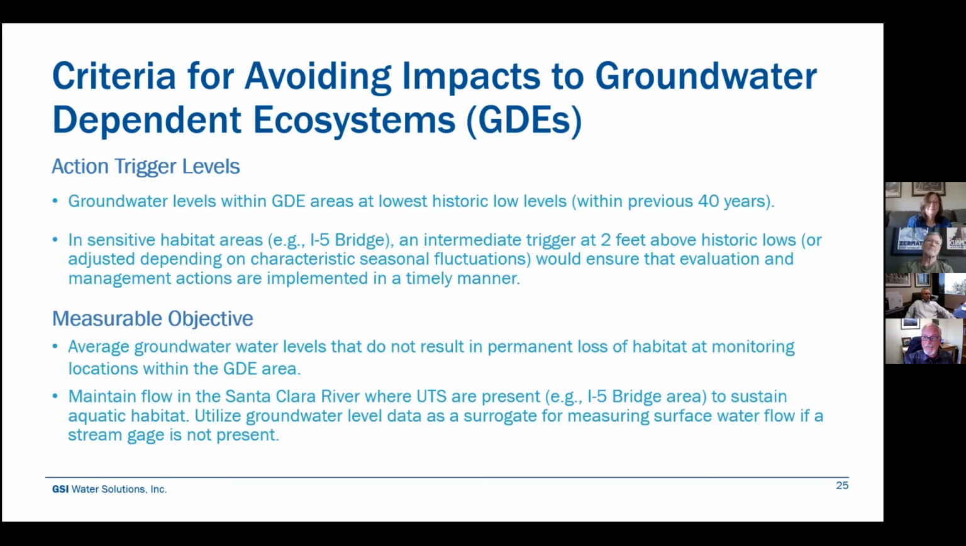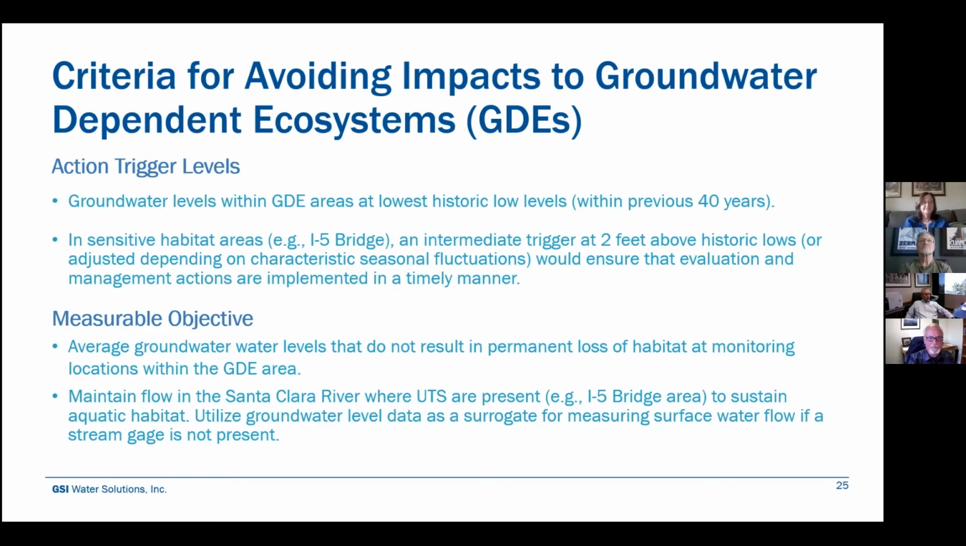Now, in the sensitive habitat areas, for example the pools around the I-5 bridge, we know we have the unarmored three-spine stickleback fish. So we are recommending an intermediate trigger. In fact, this was suggested by someone from one of our stakeholder meetings. We're suggesting an intermediate trigger at those sensitive locations at 2 feet above the historic low. Again, we may adjust that depending on seasonal fluctuations, but the idea would be to ensure that we can do an evaluation and respond with a management action in a timely manner before we actually reach the historic low.